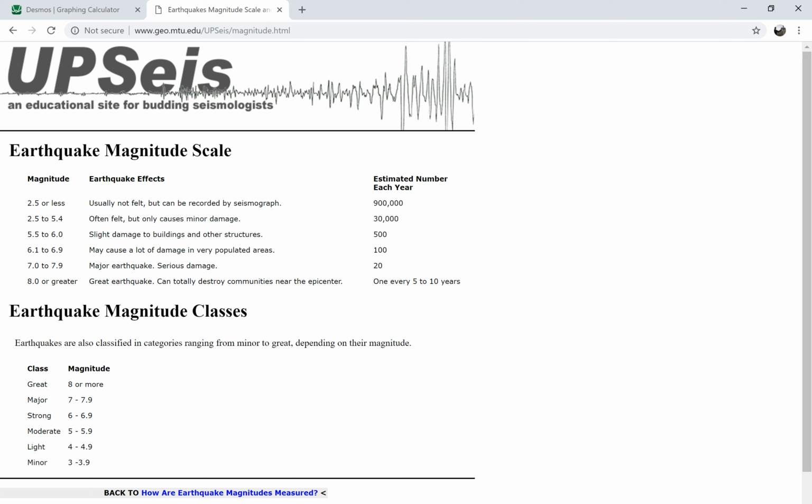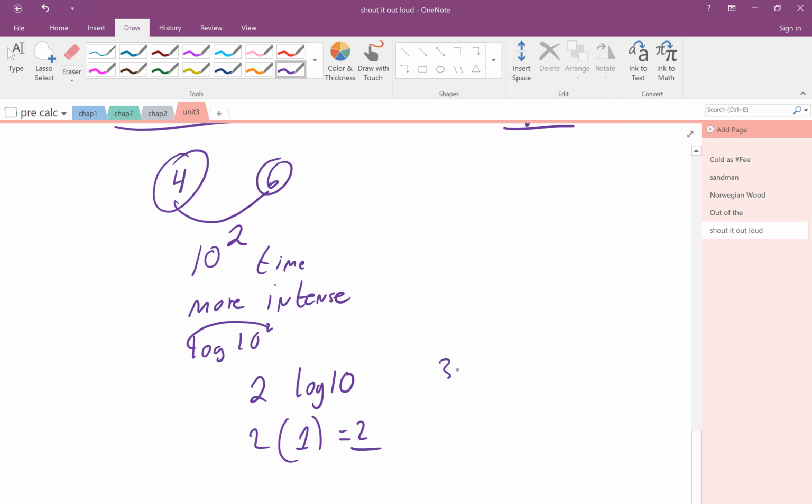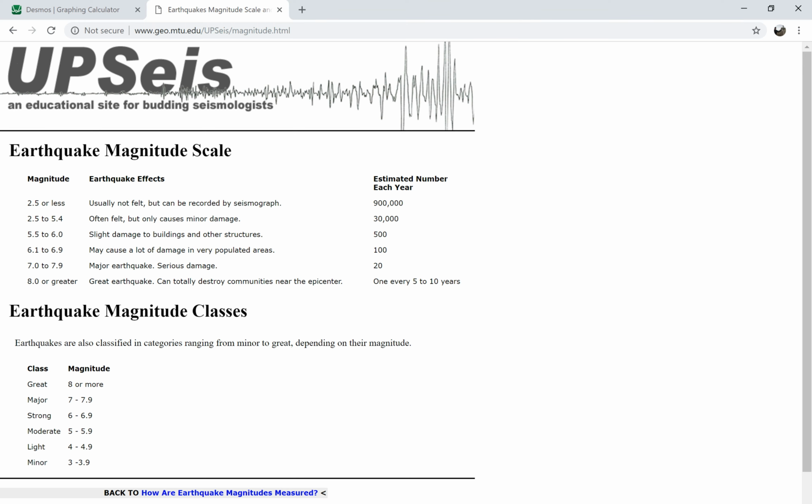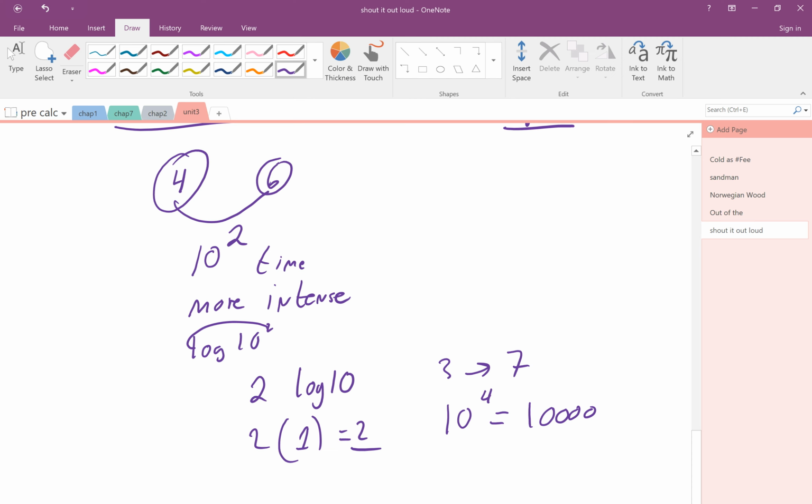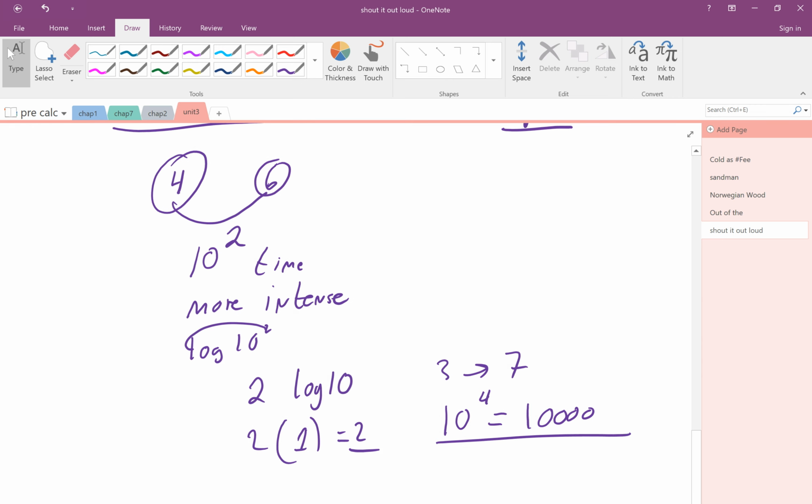So again, if we had one that was, say, a 3, which we don't really feel at all, versus one that's a 7, from a 3 to a 7, that's 4 changes of magnitude, or 10 to the fourth, so that would be quite a bit more intense of an earthquake. Looking at this, you can see that it goes from often felt with minor damage to a major earthquake with serious damage. So that's an application of logarithms: the Richter scale.